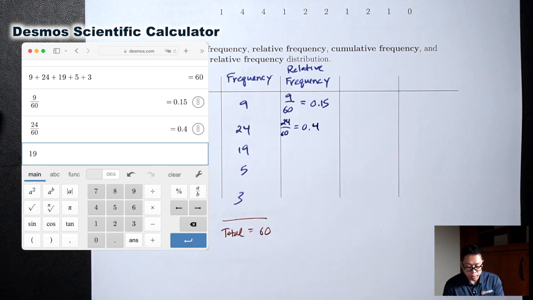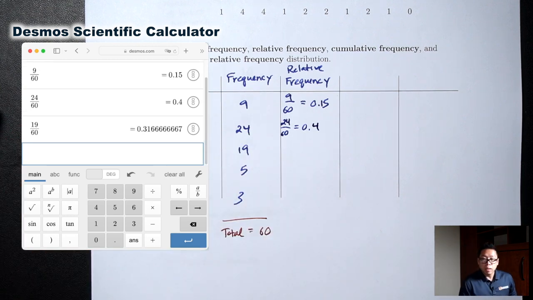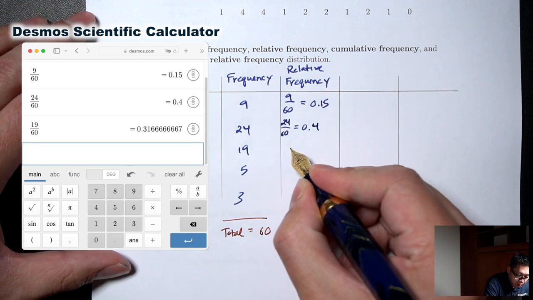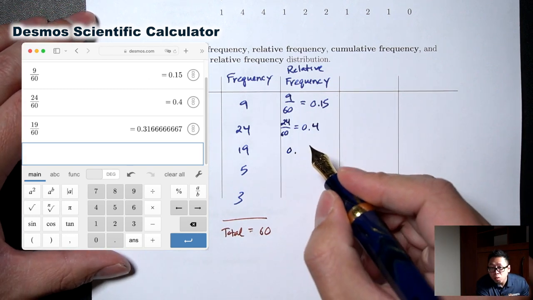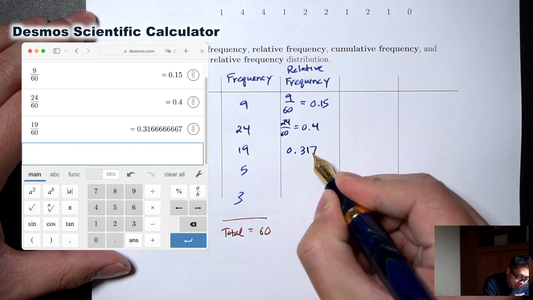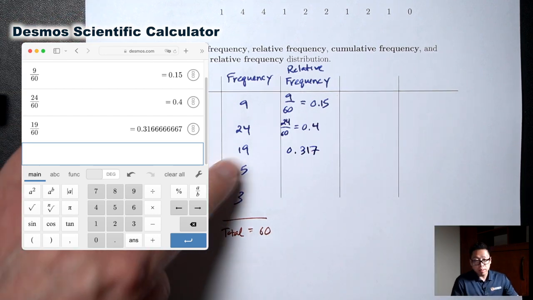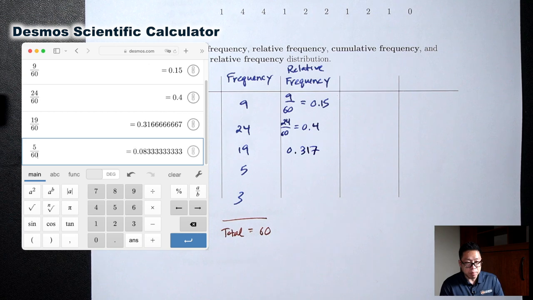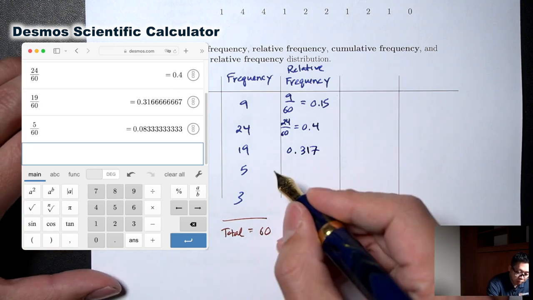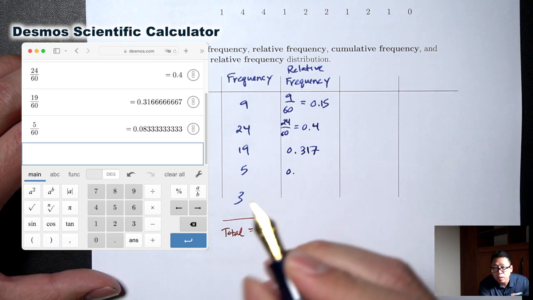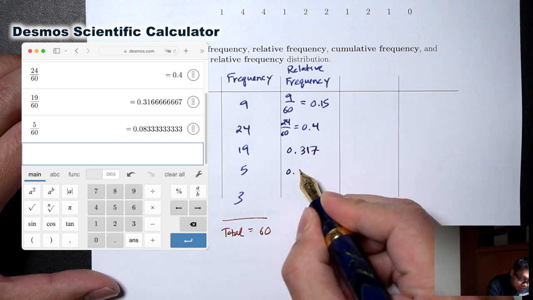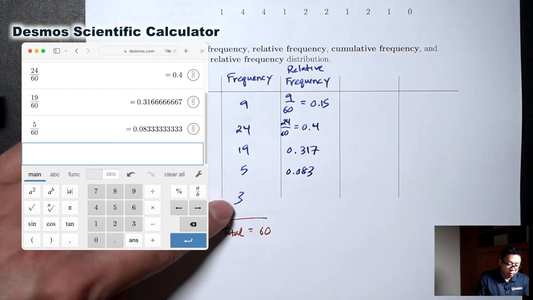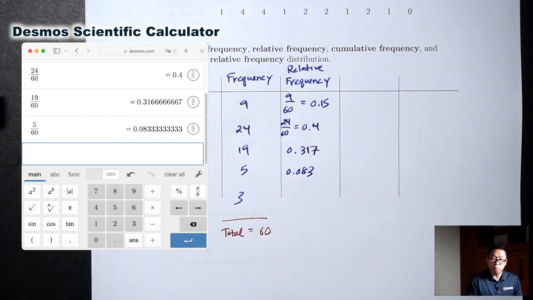So 19 divided by 60. Here I do get a long decimal. Remember, we're gonna round to three decimal places. This is 0.317. Next up, 5 divided by 60. Round it to three decimal places. This is 0.083. And then finally, 3 divided by the total number of people.